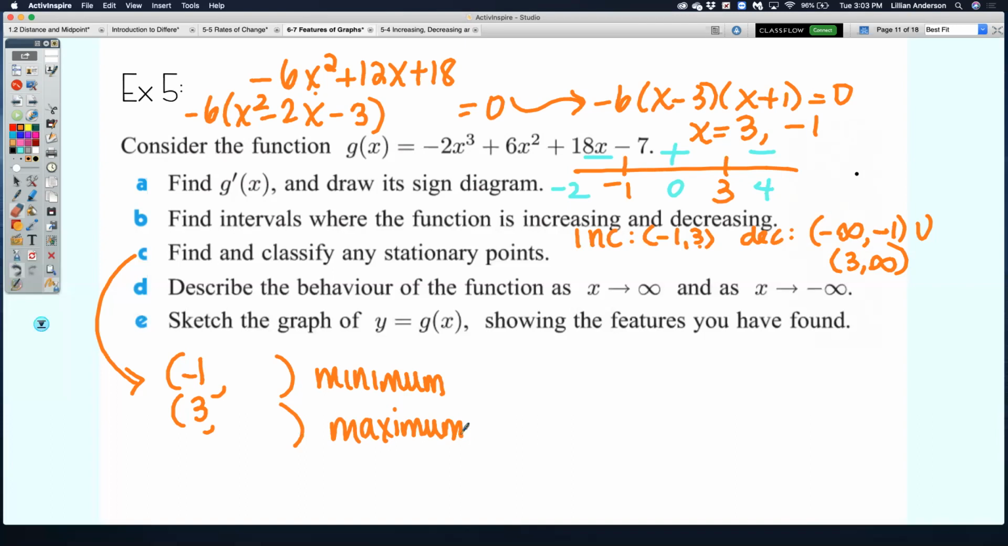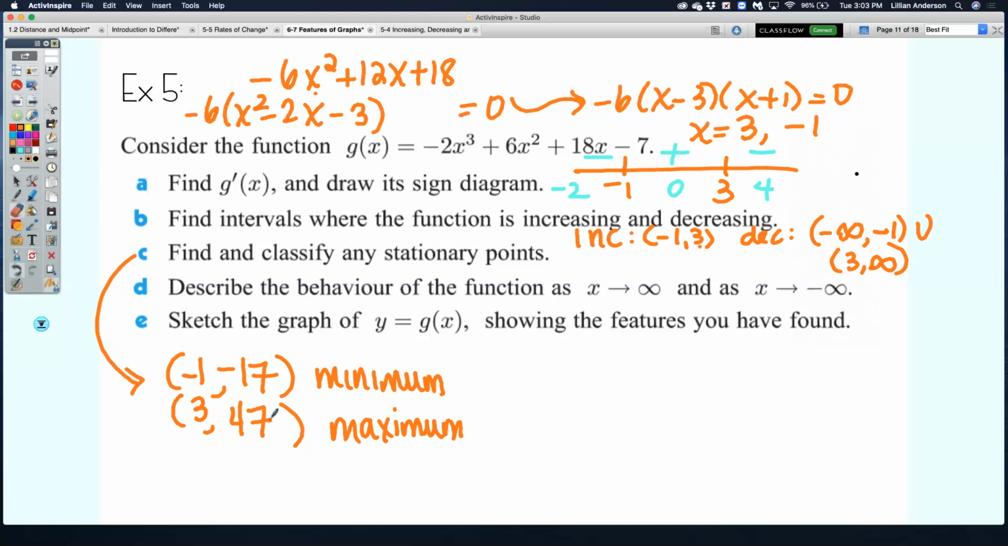I had to find the y-coordinate by plugging these into the original function. When I plug -1 into the original function, I get 2 plus 6, which is 8, minus 18, which is -10, -17. And then when I plug 3 in, I'll get -54 plus 54 plus 54 again, minus 7. So then that's going to be 47. Those are going to be my stationary points.